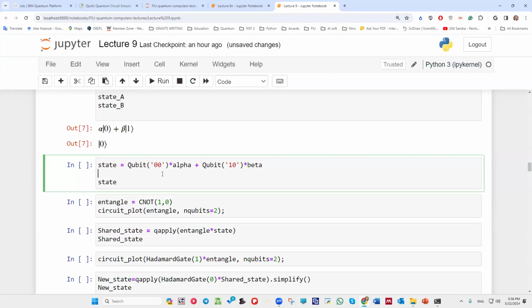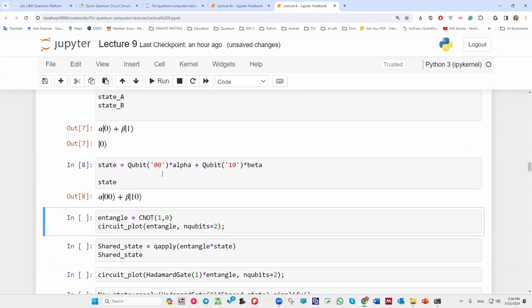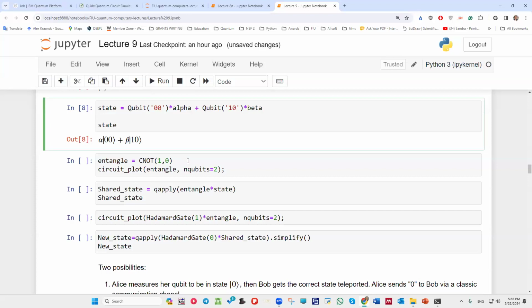So we can write, using the tensor product, the state of the system of these two qubits this way. So at this point, it is a separable state, right? You can write this like (alpha 0 plus beta 1) times 0. So it's a separable state. This is just the way we write it.